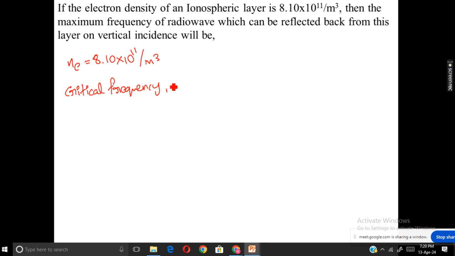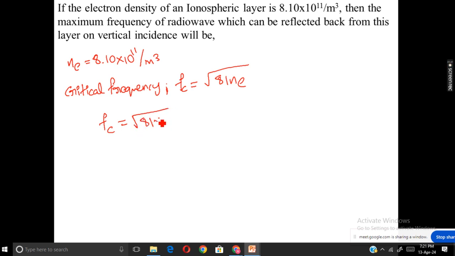Only if the frequency of the radiation is greater than the critical frequency, it will be able to penetrate through the layer. Otherwise, it will be reflected back. So critical frequency Fc is given by root of 81 Ne. In this case, the maximum frequency of the radio wave which will be reflected back from this layer. If we reduce the frequency below this, then it will penetrate through the layer.